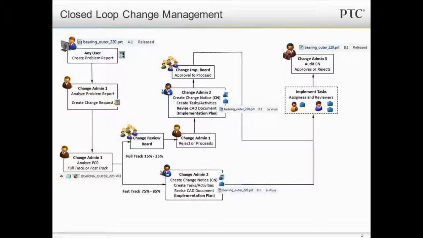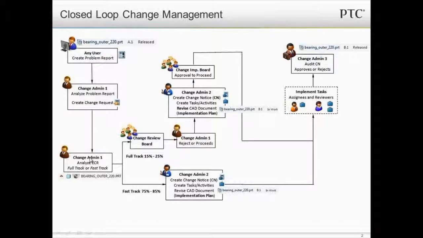Here are the list of the 4 object types. You have a problem report, you have a change request, you have a change notice, and a change notice task. So if you look at this little diagram right here, it talks about any user can go ahead, right click on a part and create a problem report. Now once the problem report is created, change admin 1 gets notified about it. Now he can go ahead, analyze the problem report and create the change request.